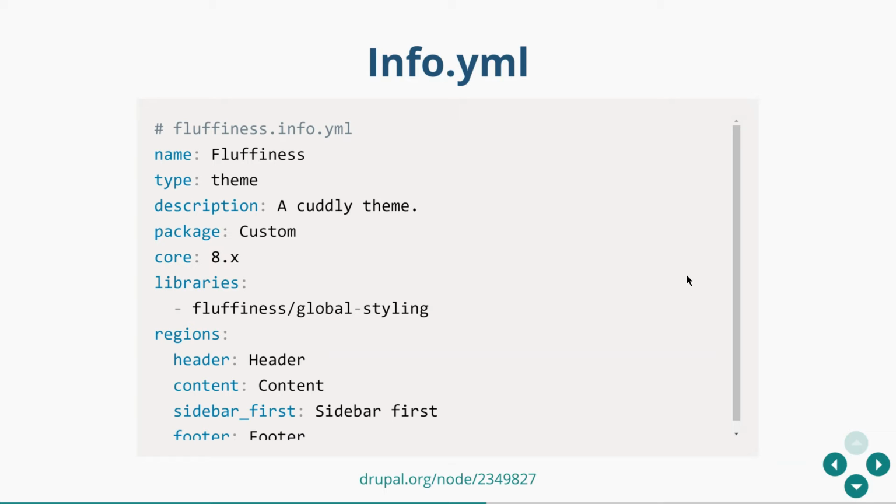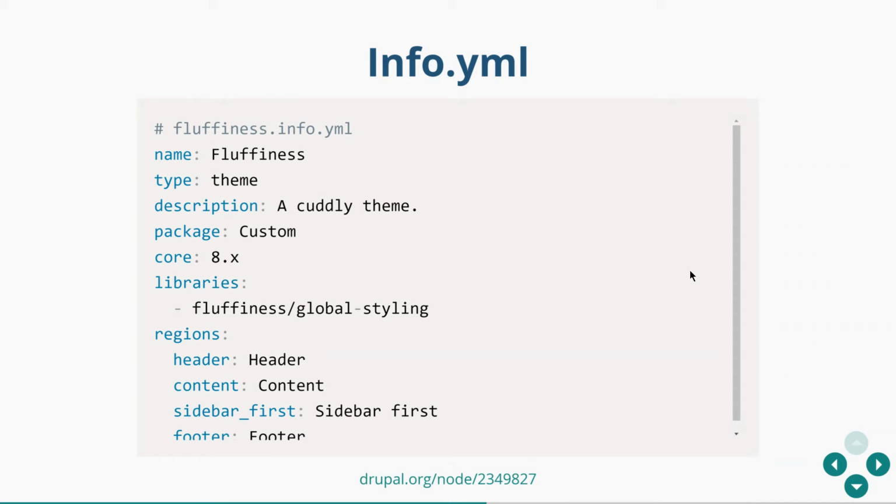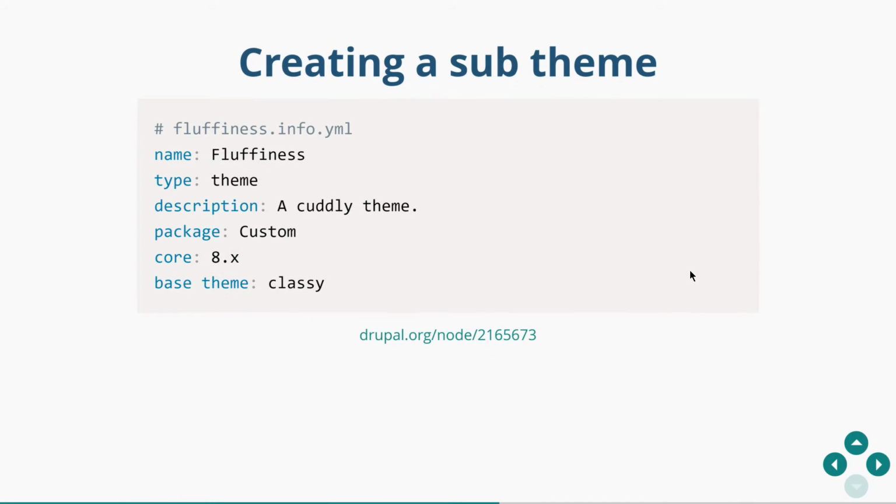Core. Libraries. Libraries are new and awesome. And also your regions here, and there's nothing really to scroll down to. So I'll explain libraries in a little bit. But it's kind of like adding your JavaScript and CSS to your theme globally, like it would in Drupal 7. So if you're creating a sub-theme, very simple, base theme, and then name it. So you're probably going to use classy and/or stable. If you're going to use stable, you don't need to say anything. You'll just get it by default. But if you want to use classy, just do that.